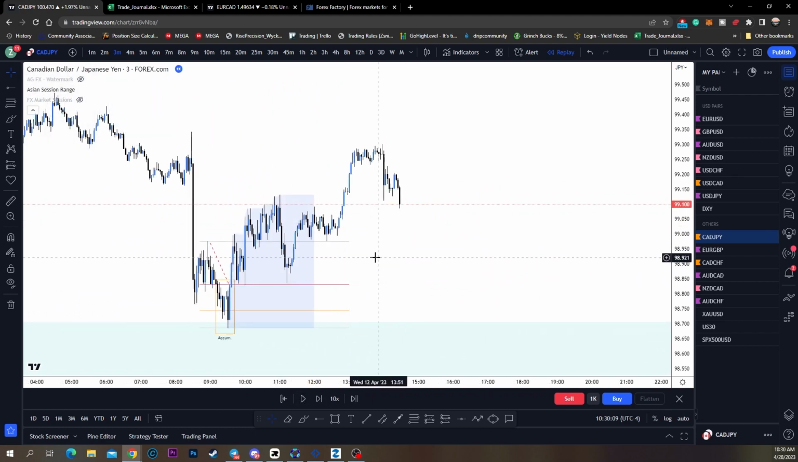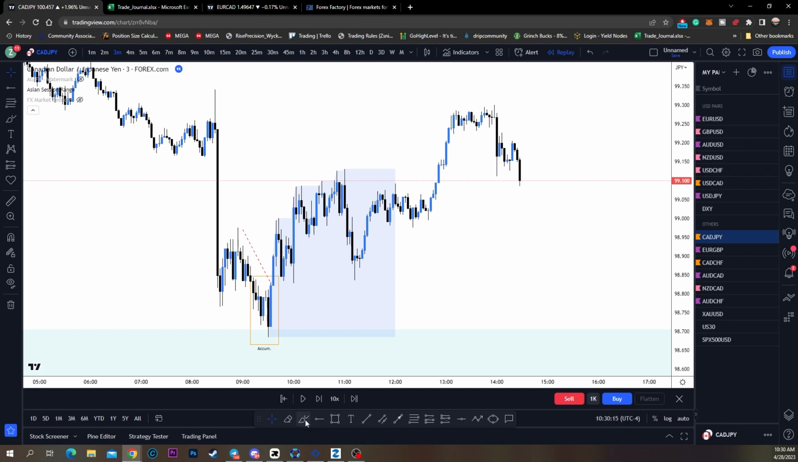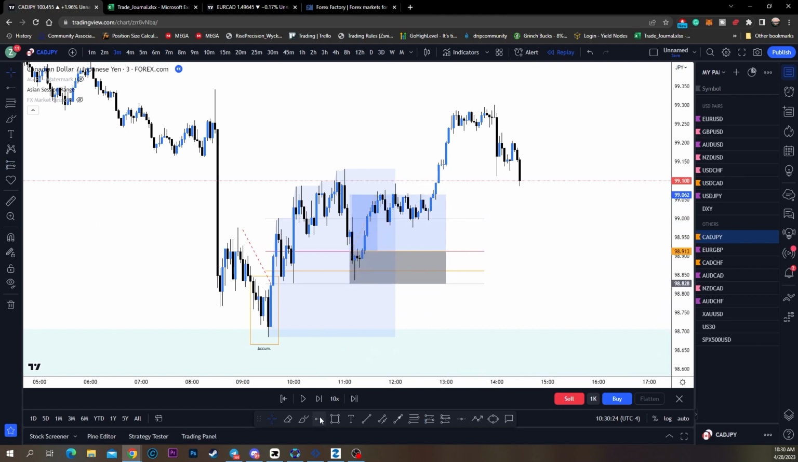All right, so fast forwarding a little bit, we did not get, I'd say, a better entry. Your best entry would have to be off of this reaccumulation sitting here. You could have taken the 50%. Since we did not come farther to mitigate the actual candle here, we kind of just mitigated this whole move.